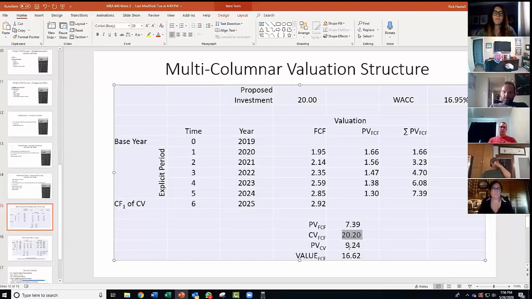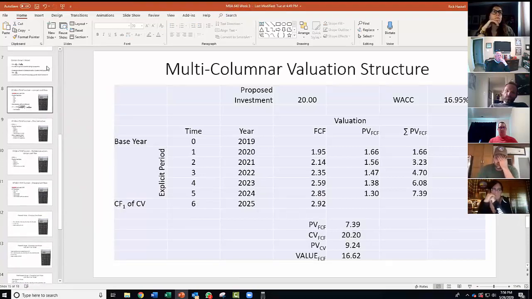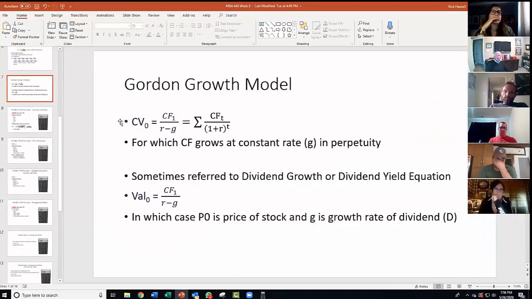Well, in this case, how many years in the future will we discount it? Any ideas? Will it be 6 years in the future? Will it be 4? Will it be 5? What do you think? Well, let's look at something real quick. Look at the time signatures. Continuing value at time 0 is equal to a cash flow at time 1 divided by R minus G.